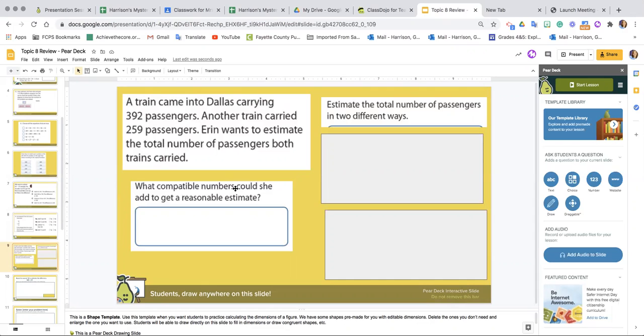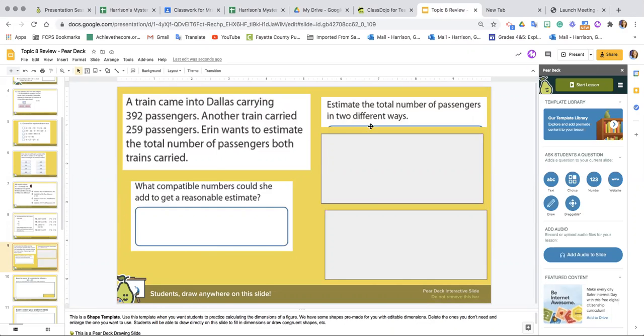What we know about compatible numbers is that they are friendly numbers, meaning we will use numbers that either end in 0 or in 5 to make them easy to compute with. And everyone's choice of compatible number may not be exactly the same. So we could have varying answers on here about what would work.